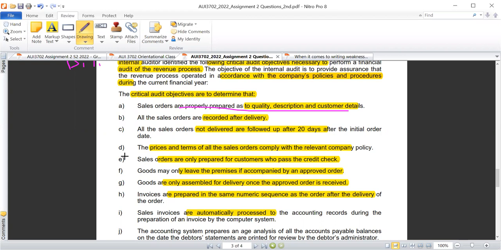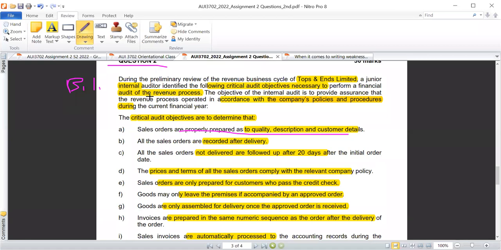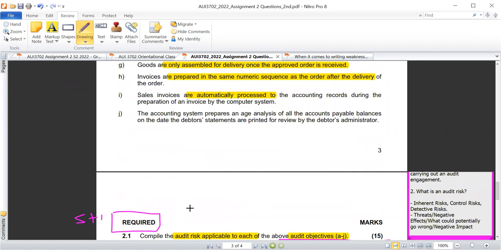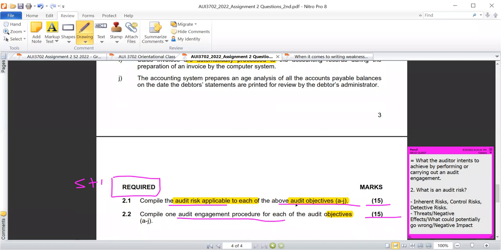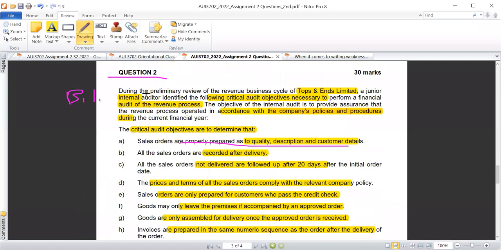So in this case, in the first paragraph, I'm not seeing anything like that, because the question is telling me that, look here, in required 2.1, compile audit risks applicable to each of the above audit objectives. So yes, I'm going to formulate or give audit risk descriptions, but it has to be based on the audit objectives that they've given me from A to J. So if I'm looking at the first paragraph, there's nothing about A to J that they've mentioned there, except when I begin to read from this point going down. So that's why I'm simply saying that here, all I'm seeing is just background information and that's it.